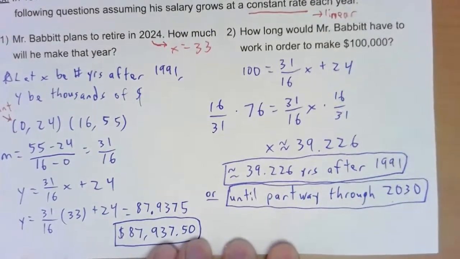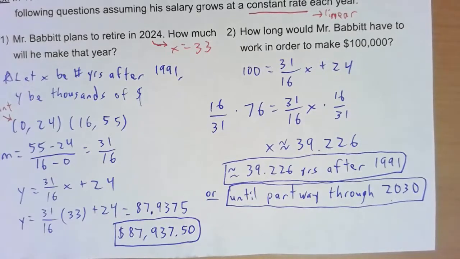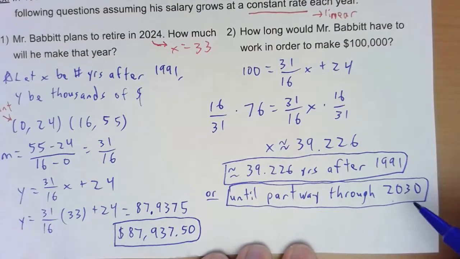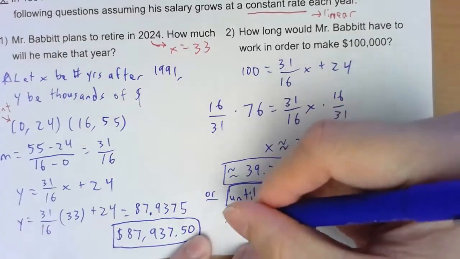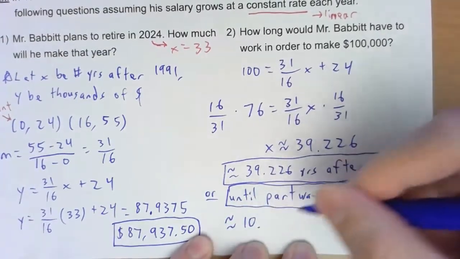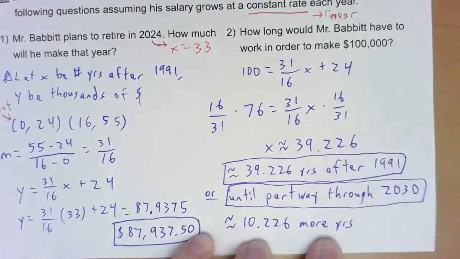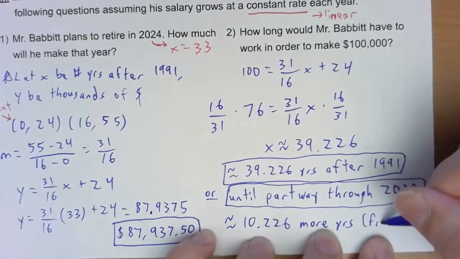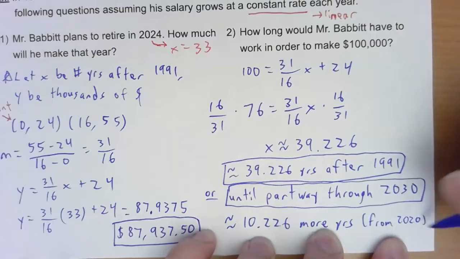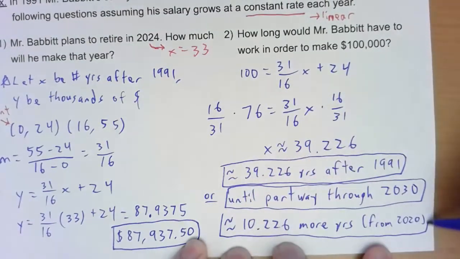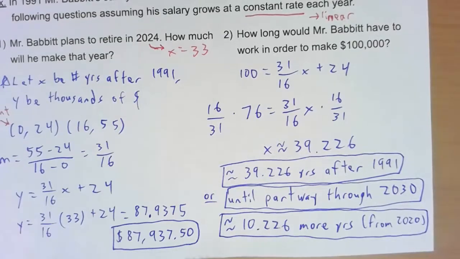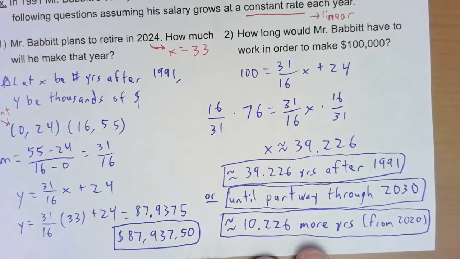Something like that. You could also take a look from now. He's still working at Helix now, so how many more years would he have to keep going to make $100,000? Well, this is 2020 right now, so to 2030. And so you could say about 10 more years, that 10.226 more years from 2020, from now. So something like that. There could be other ways that you could express it, as long as you're expressing it in some way that it's clear that it's a time and there's a specific reference to, so that we know exactly what kind of timing we're looking at.